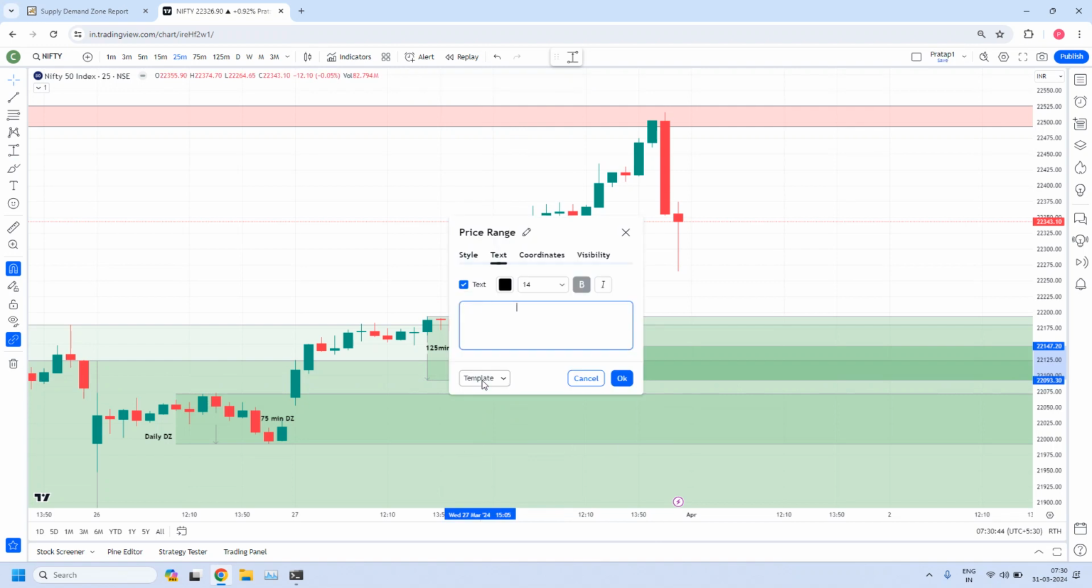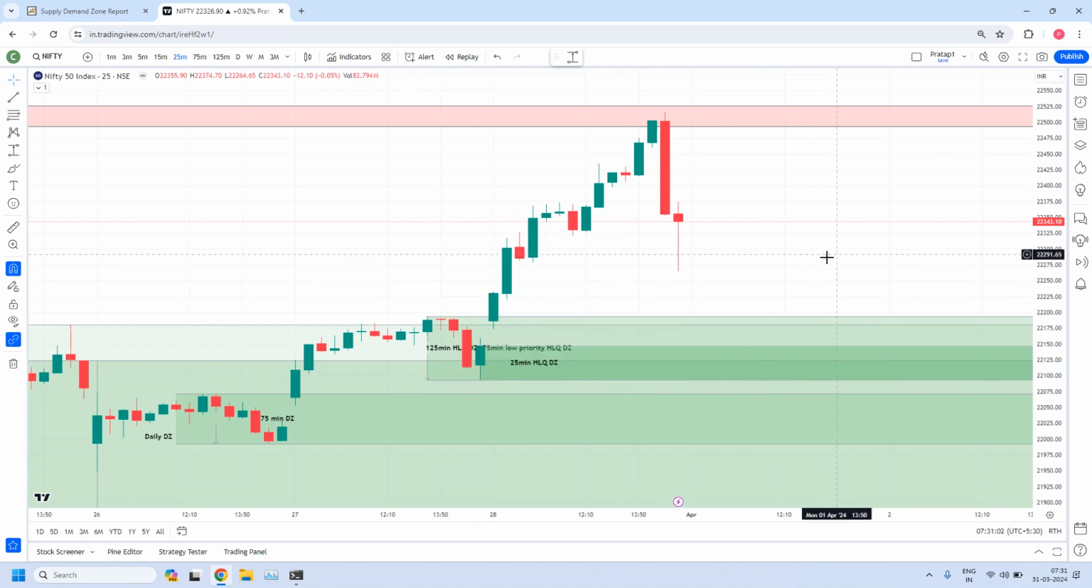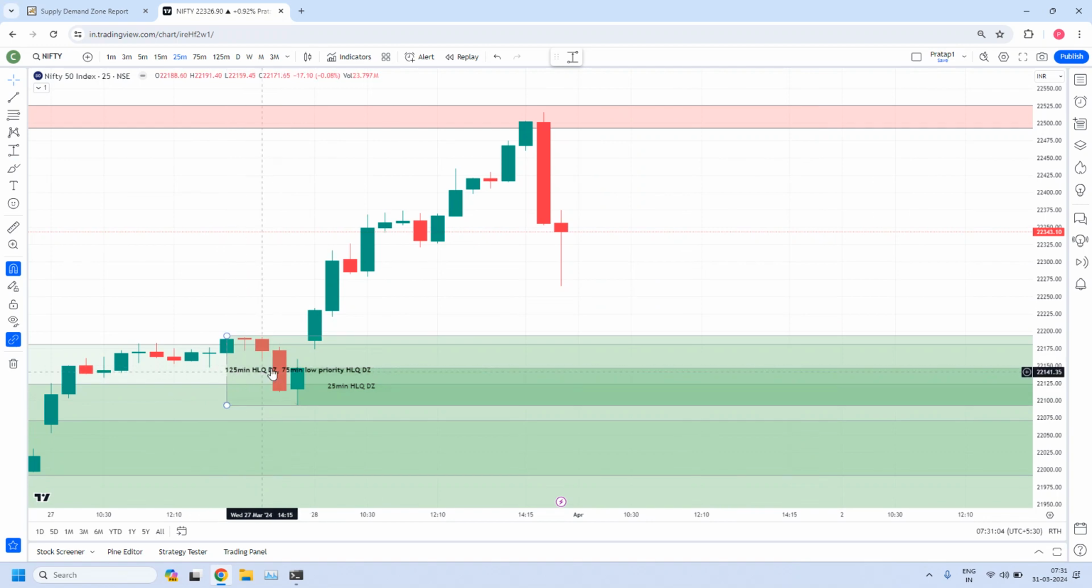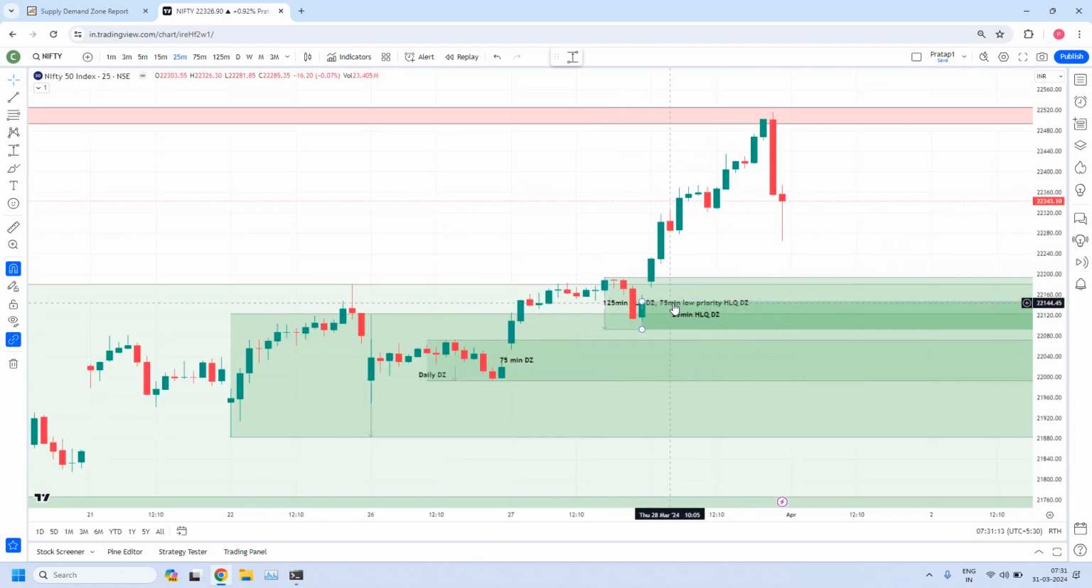This is fine-tuned inside. Maybe the same could be 15 minutes also. Let us check that. This is a 25 minutes high liquidity demand zone. See here, 125 minutes is a high liquidity demand zone. Inside we have 25 minutes, 75 minutes is a low priority demand zone. Again 25 minutes is a high liquidity demand zone. So a strong order flow is created here.